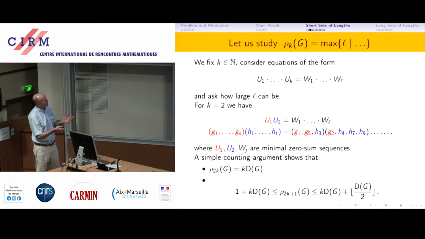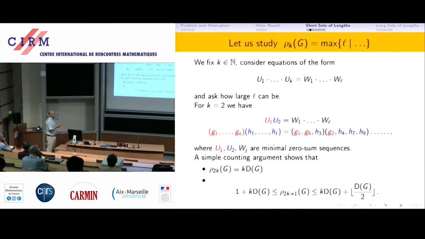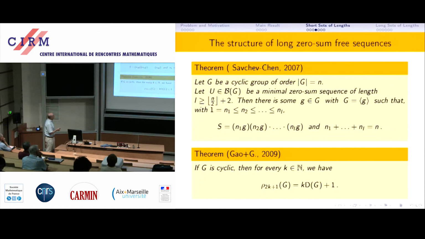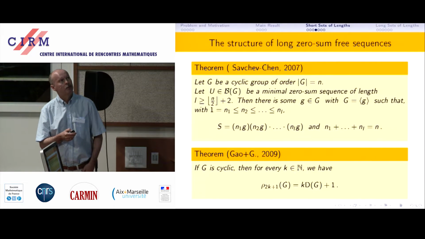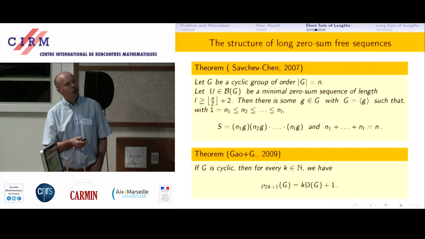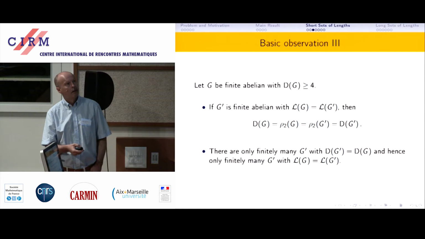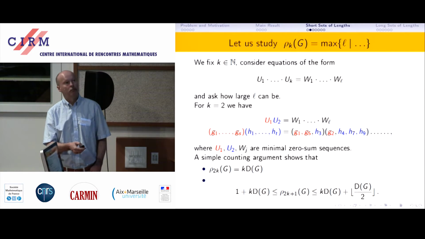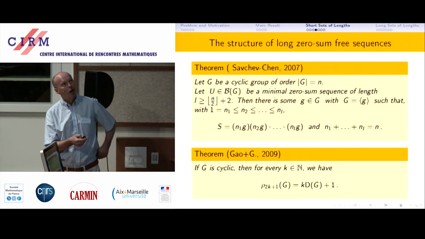Well, and you see, if we really want to work on this, we need information on the Davenport constant, but we would need more. We would like to know how minimal zero-sum sequences look like, yeah? We need inverse results on the structure of minimal zero-sum sequences. And there's this result by Savchev and Chen. It gives a strong structural description of long minimal zero-sum sequences over cyclic groups, yeah? If you have a cyclic group, of course, every minimal zero-sum sequence can be written down for one fixed generator g, and the result states there is a g such that the n_i's sum up to n. If you know this, you have this structural result, you can show that for cyclic groups, rho_{2k+1} equals the lower bound. And the ingredient is a structural result on minimal zero-sum sequences.